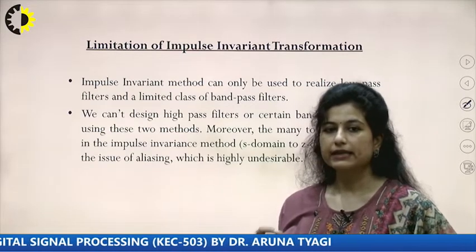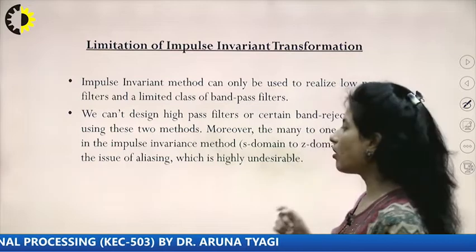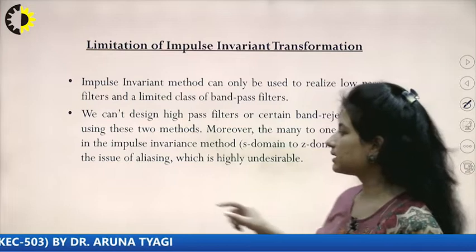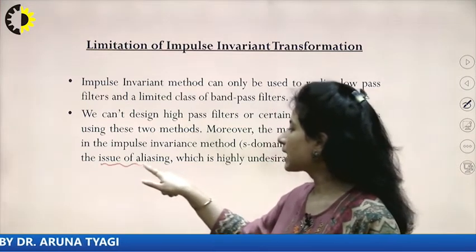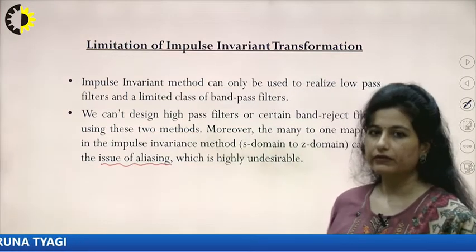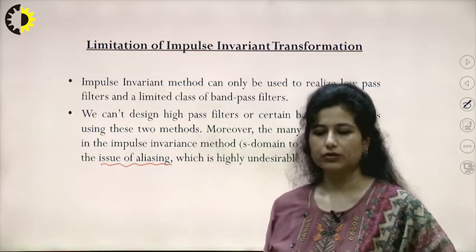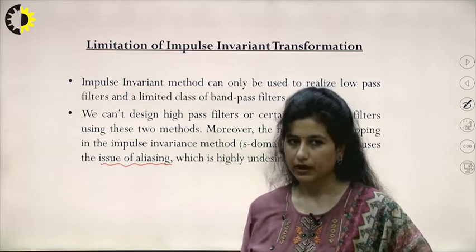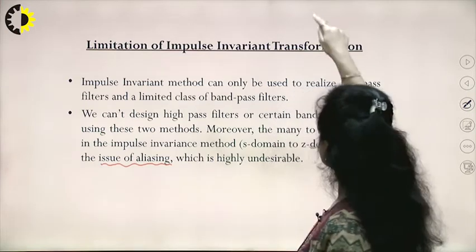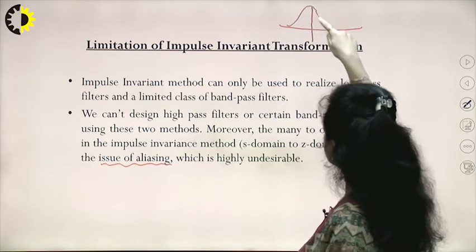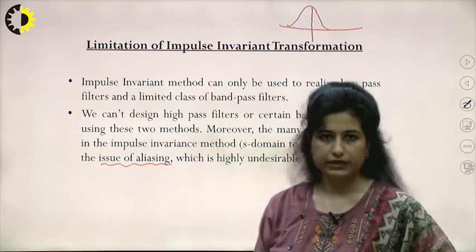We cannot design band reject filters or high pass filters using this technique, because there is an issue called aliasing, which arises whenever we try to transform signals from the analog domain to the digital domain using this technique. To understand this issue, say I have a signal that I want to transform.